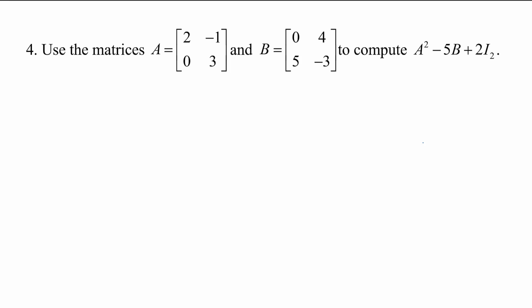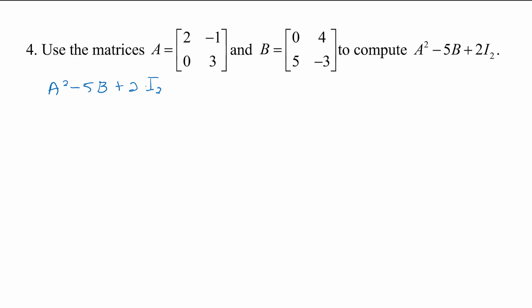Now we're going to use the matrices that were given. A equals the 2 by 2 matrix, 2, negative 1 in the first row, 0, 3 in the second row. And B equals the 2 by 2 matrix, 0, 4 in the first row, 5, negative 3 in the second row, to compute A squared minus 5B plus 2I sub 2. So we're computing A squared minus 5B plus 2I sub 2.